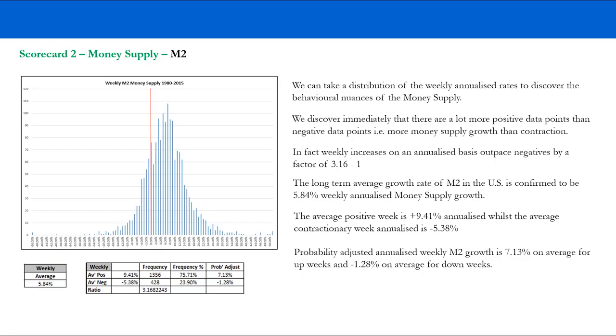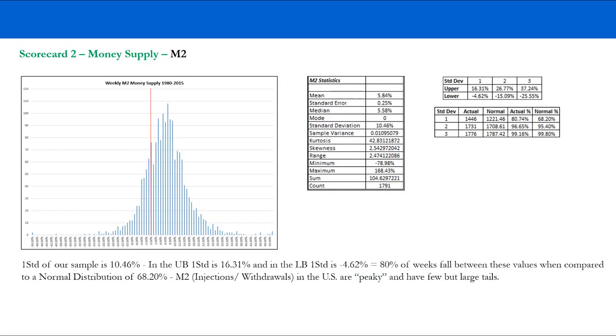Now what happens if we start looking at the abnormal data? So we need to start looking at this from a standard deviation analysis and perspective. And what we find, if we do this exercise in exactly the same way as Chris taught you earlier when looking at currency returns, is that our one standard deviation move is 10.46%. So that is what we consider to be within the bounds of a normal weekly annualized increase in the M2 money supply.